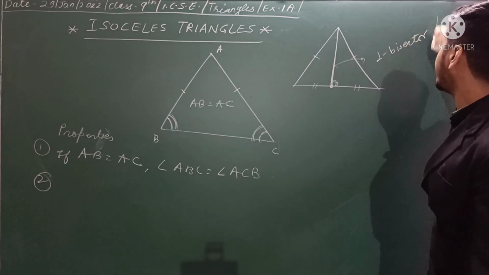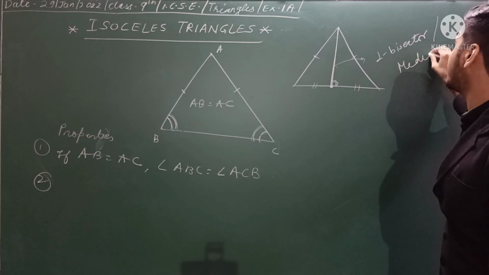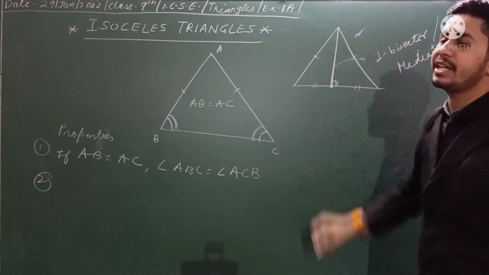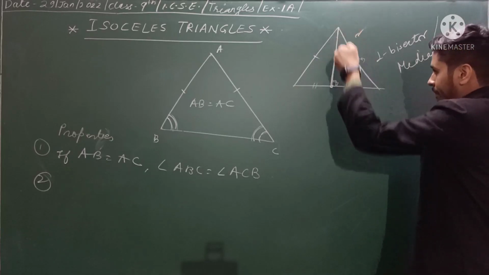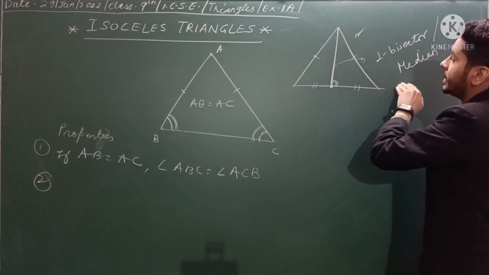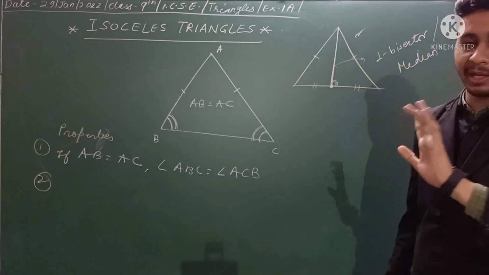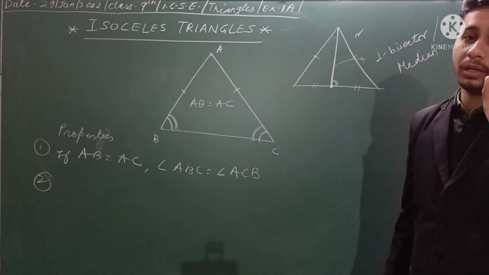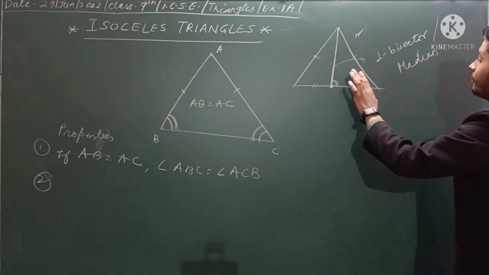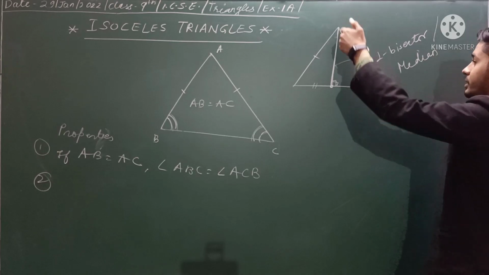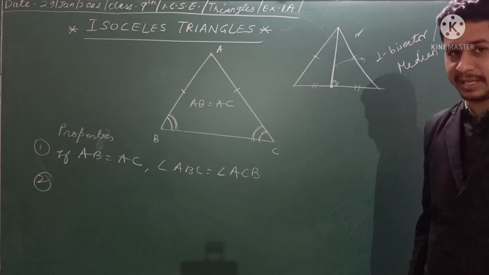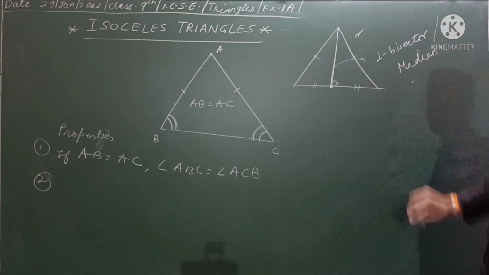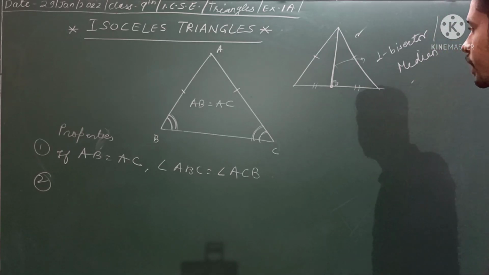And you know one more thing, you can call this a median. This question we did in the first exercise, that in an isosceles triangle the perpendicular bisector is also the median, only in an isosceles triangle, not in any other triangle. Or if you call this the median, then it can also be called the perpendicular bisector. So this is the second property, you can write it in your own words.